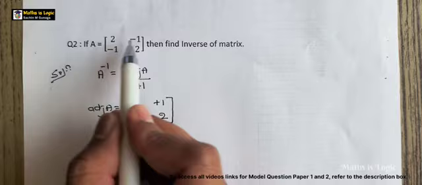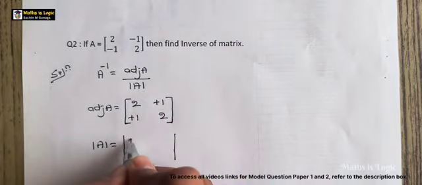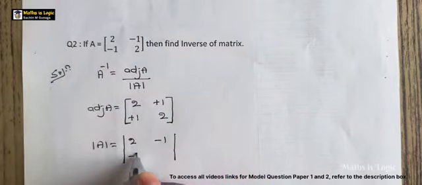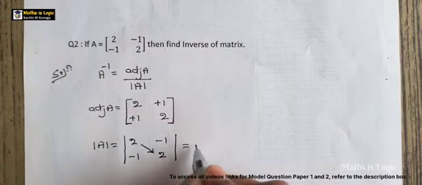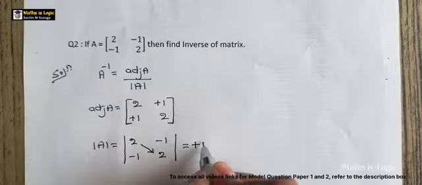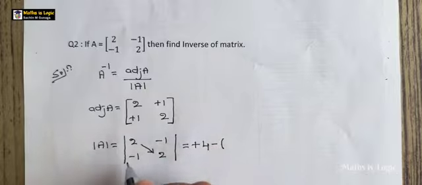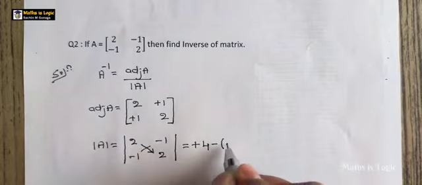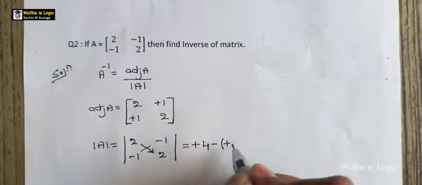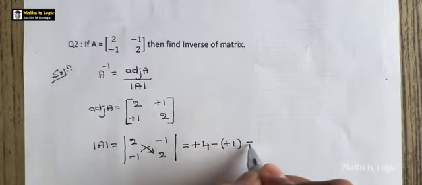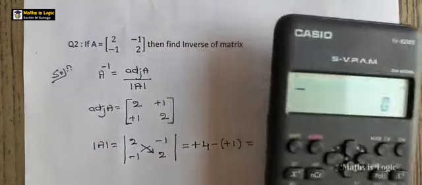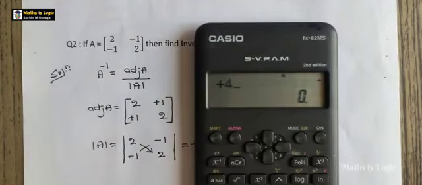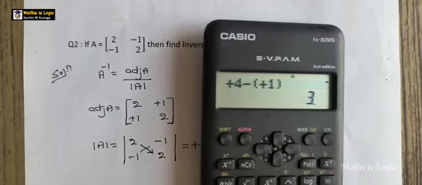What is that? 2 minus 1 minus 1 2. Do the cross multiplication: plus into plus, plus 2 into 2 is 4, middle minus sign, minus into minus is plus, 1 into 1 is 1. So if you use the calculator, it will show you 3, that is plus 4 minus of plus 1 is 3.